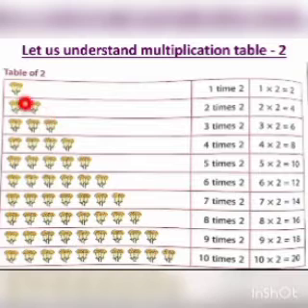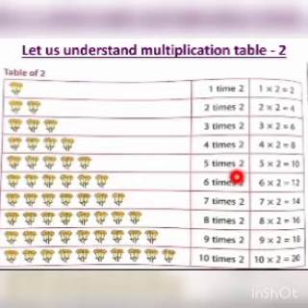Here you can see in one set there are 2 flowers. So I write 1 times 2 or 1 twos are 2. Here we have 2 sets of 2s. 2 times 2, 2 twos are 4. Here 3 sets of flowers. In each set we have 2. So 3 times 2. 3 twos are 6. Here 4 sets. 4 times 2. 4 twos are 8. Here 5 sets of flowers.